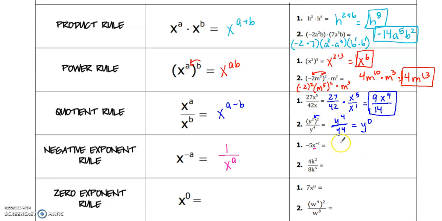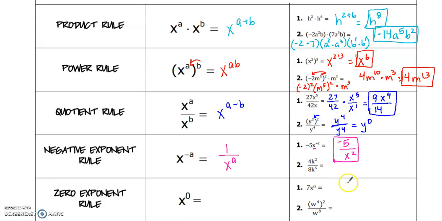Okay, so that means my negative 5 can stay right where it is. It's not an exponent, so a negative coefficient is fine. But the x to the negative 2 is going to come below and change to a positive 2. So there's my answer for the first one.